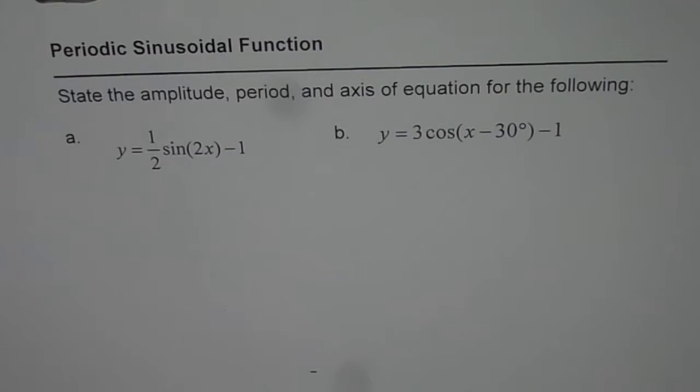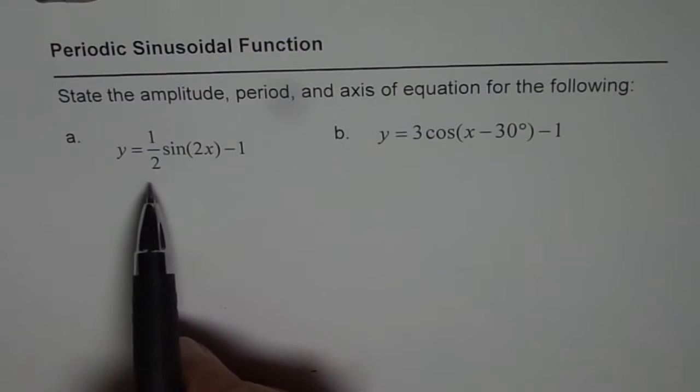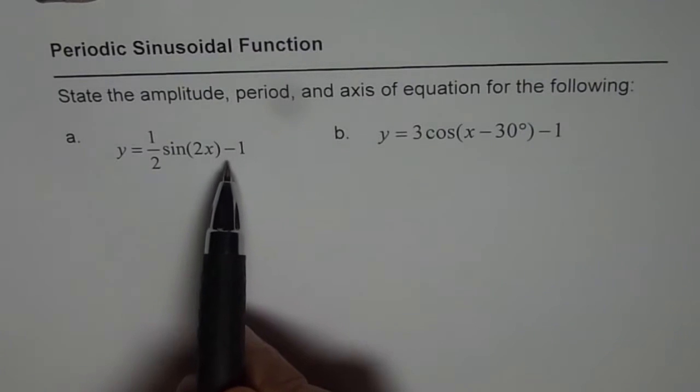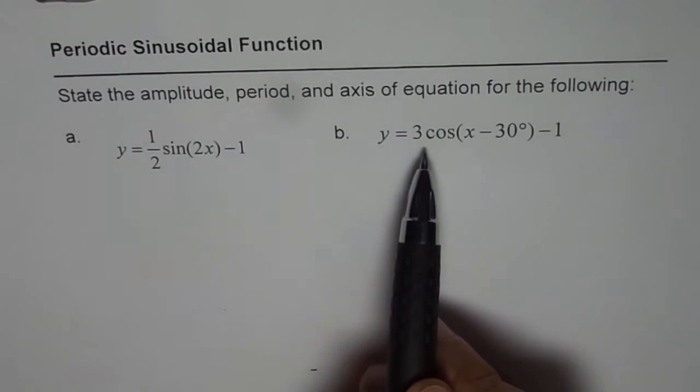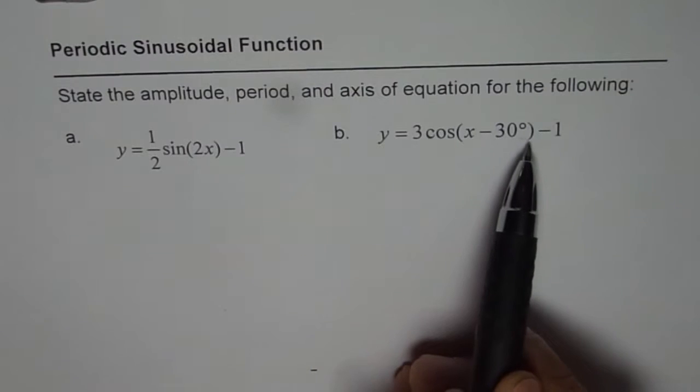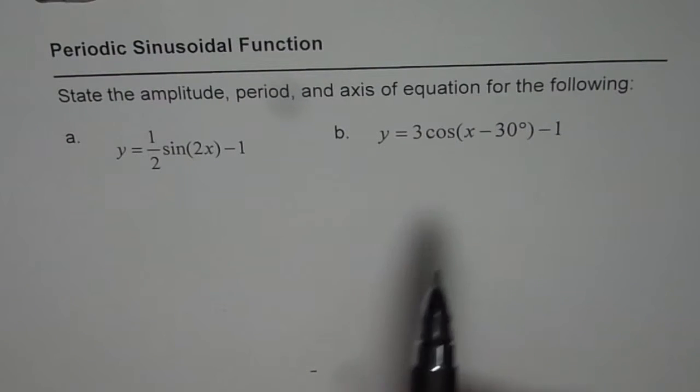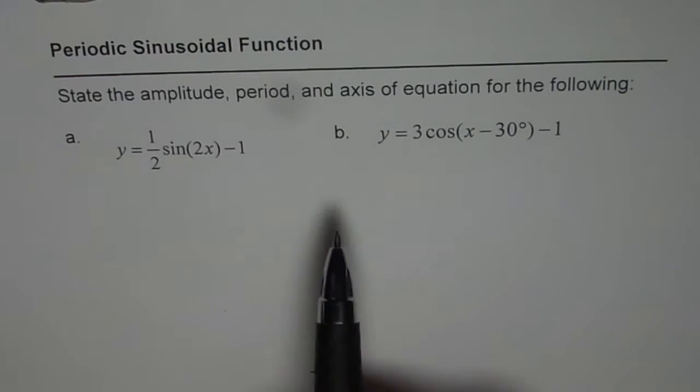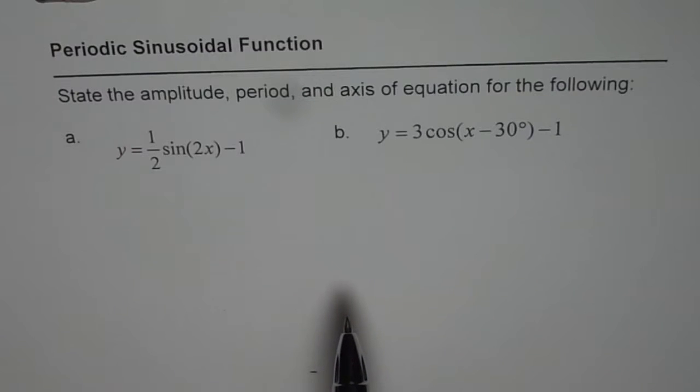The question here is, state the amplitude, period and axis of equation for the following. The first one is y equals half sine 2x minus 1. The second one is y equals 3 cos of (x minus 30 degrees) minus 1. I'd like you to pause the video and answer the question.